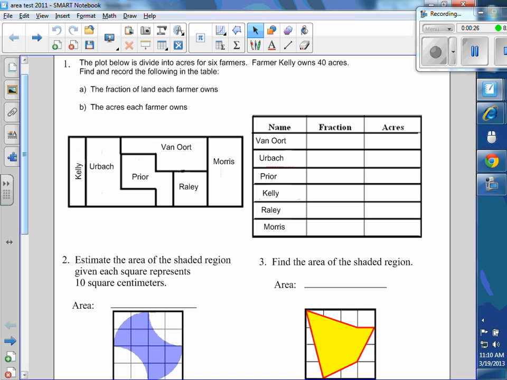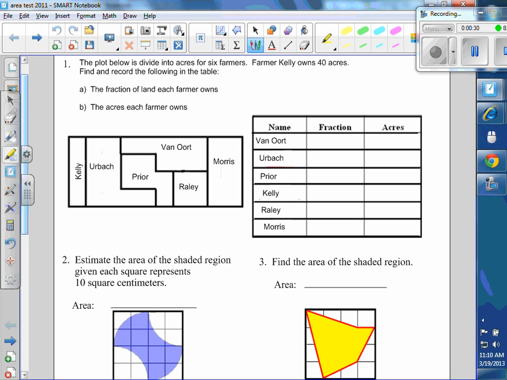Right, so if you read, and you should make sure to read carefully, that's the important information. The plot below is divided into acres for 6 farmers. Farmer Kelly owns 40 acres. So right away, you know that this is 40. Find and record the following in the table: the fraction of land each farmer owns and the acres each farmer owns. I would do the acres first.